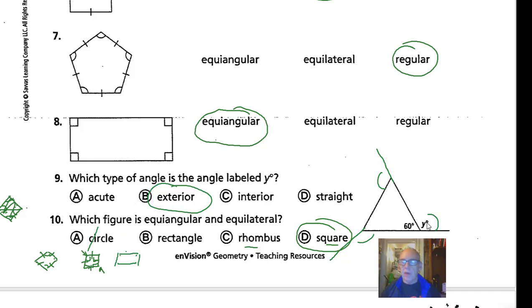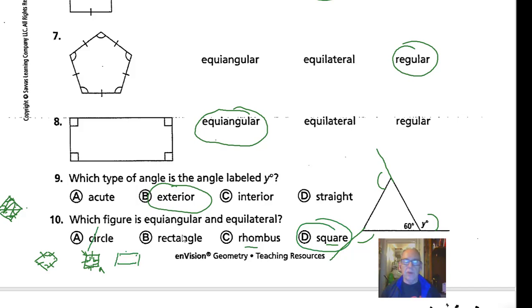Over here, which type of angle is the angle labeled Y? It's an exterior angle. 60 is the interior. These are interior angles, exterior angle. These pairs, one at each angle, are always going to be supplementary. So we can see that Y is going to be 120 degrees if we needed to solve for it.